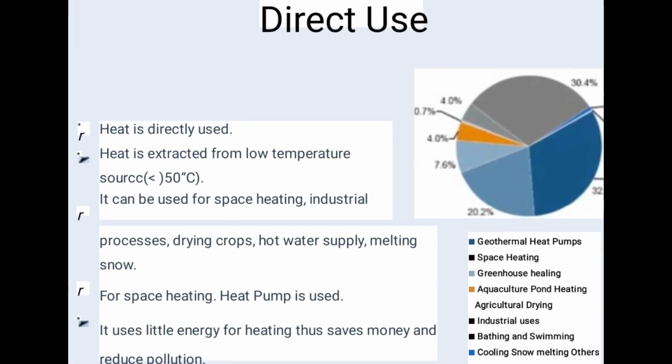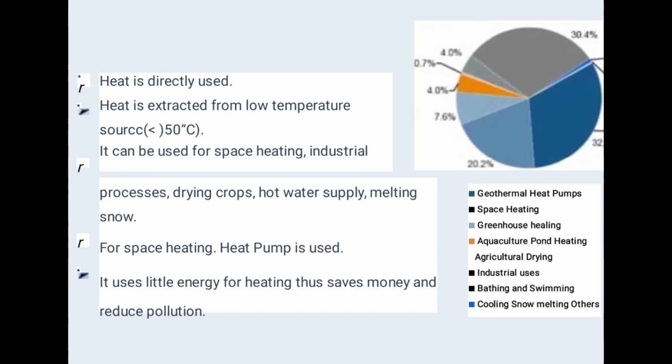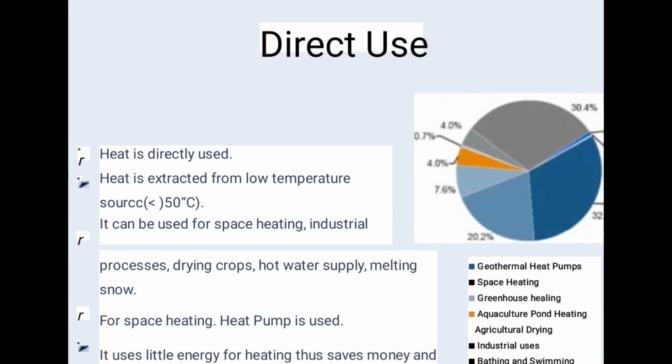In the direct uses, the heat is used directly. Heat is extracted from low temperature sources, whereas earlier we discussed the high temperature sources. It can be used for space heating and industrial processes, drying crops, hot water supply, and melting snow. For space heating, heat pumps are also used. They use little energy for heating, which saves money and reduces pollution. This is about the direct use.